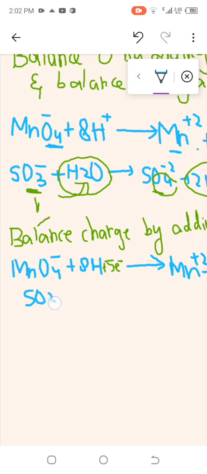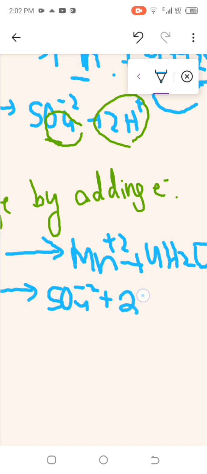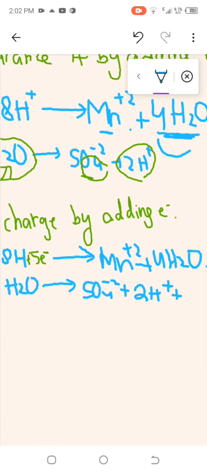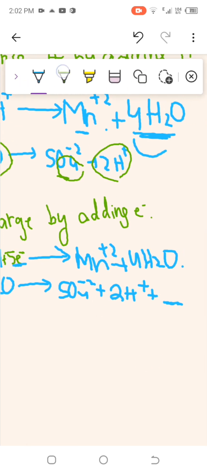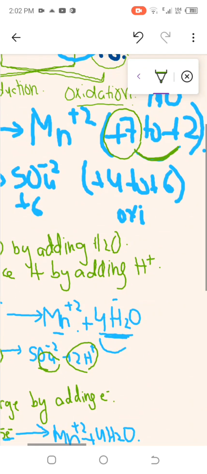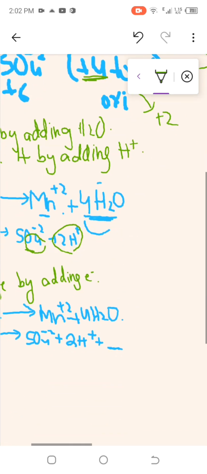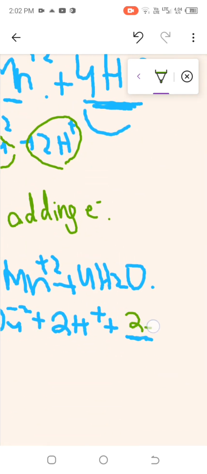Same goes for another equation, which is SO3 2 minus plus water molecule H2O will give SO4 2 minus plus 2H positive plus. Now in the oxidation reaction we will add the electron at the product side, and in the reduction we will add electron at the reactant side. Here you can see plus 4 to plus 6 means the difference of 2, so we will add 2 electrons.